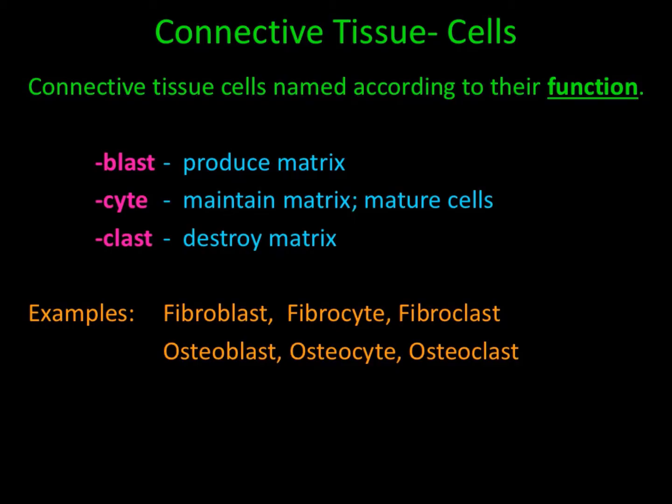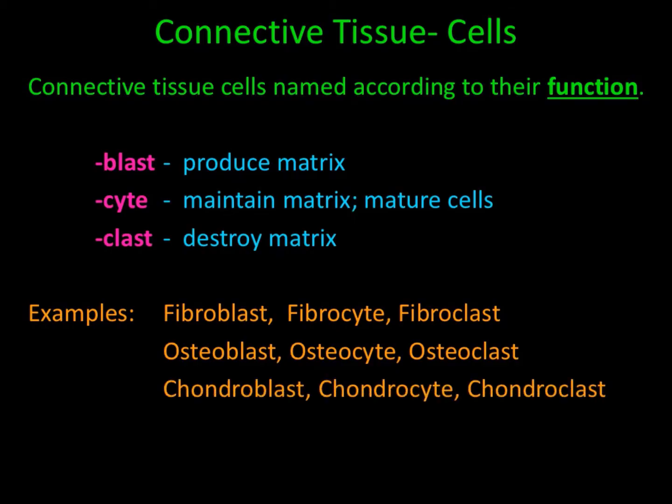And the last example of connective tissue cells would be a chondroblast, a chondrocyte, and a chondroclast. A chondroblast is a type of cell that produces cartilage. A chondrocyte is a cell that maintains cartilage, and a chondroclast is a cell that destroys or breaks down cartilage.